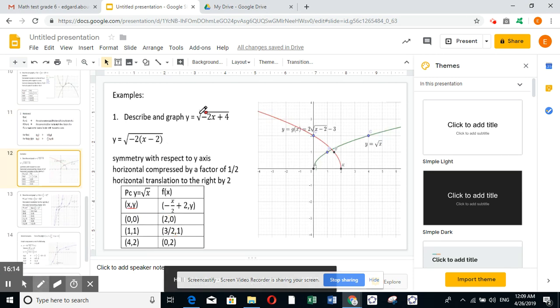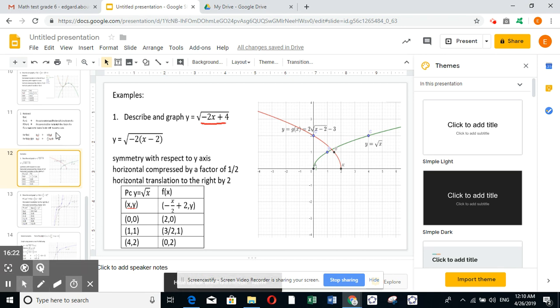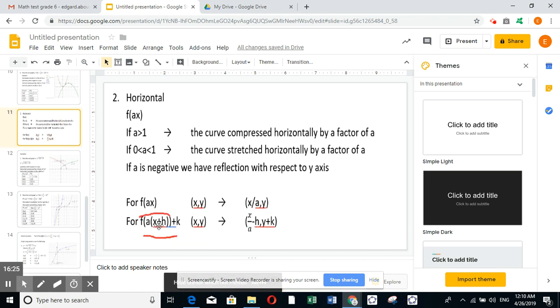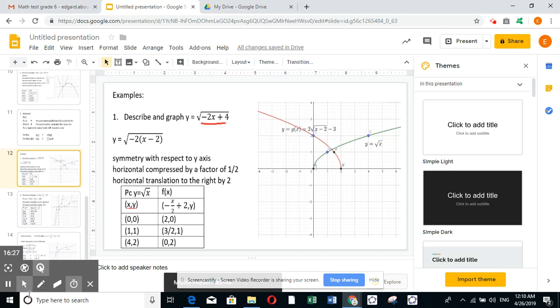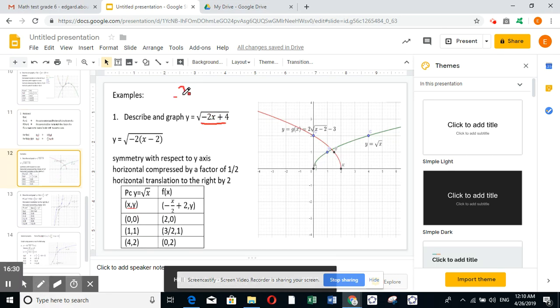So here the parent curve, as you know, is radical x. I'm multiplying here, so first of all I must factorize, putting the coefficient of x in factor. The coefficient of x here is minus 2. So I say this is minus 2. Minus 2x divided by minus 2 is x. 4 divided by minus 2 is minus 2.